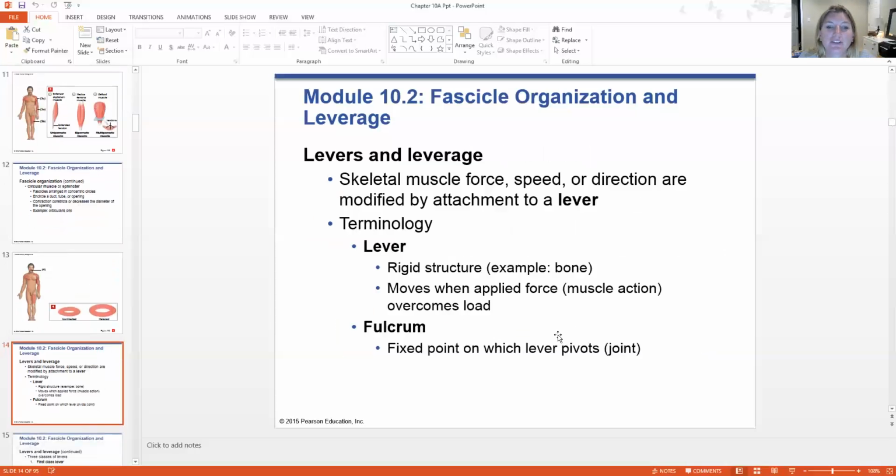Let's talk about levers and leverage. The skeletal muscle force, speed, and direction are all basically based on how the muscle is attached and how it works as a lever. So the lever, or lever, tomato, tomato, is basically the rigid structure. In this case, we're talking about our bones, right? When applied force overcomes the load, then we get movement. The fulcrum is the fixed point on which the lever pivots.